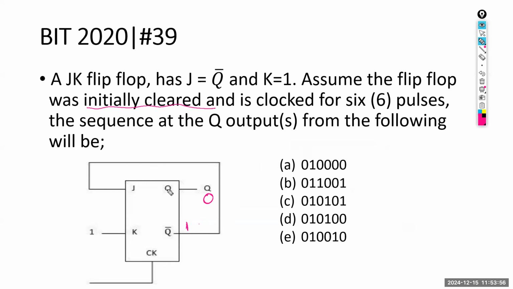Now think. You need to think 6 clock pulses and Q. What is the next Q, next Q, next Q? Your question is, what is next Q, next Q, next Q? Initially, you can assume it is 0. That is what is meant by cleared. Preset means 1. Q is 1. Clear means Q is 0. Q bar is 1.